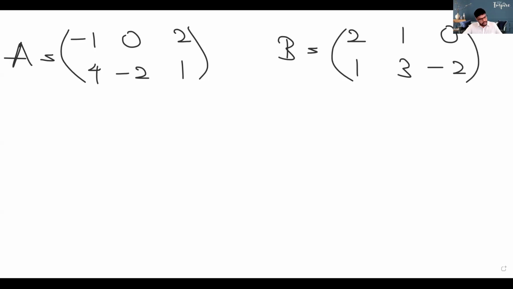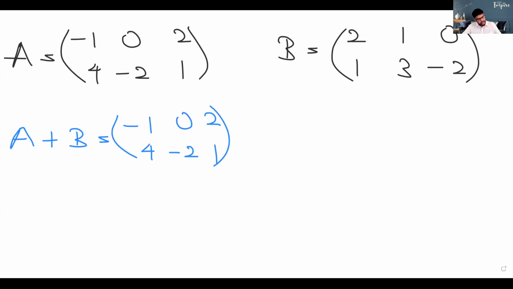Do you remember? When you add two matrices, you have to make sure that their sizes are the same. Do you remember? Right? So we'll write them down one more time. 4, -2, 1 plus 2, 1, 0, 1, 3, -2, right? So children, now you can see that their sizes are the same, so we don't have a problem. So what do you do? You add the similar terms together, children, right?